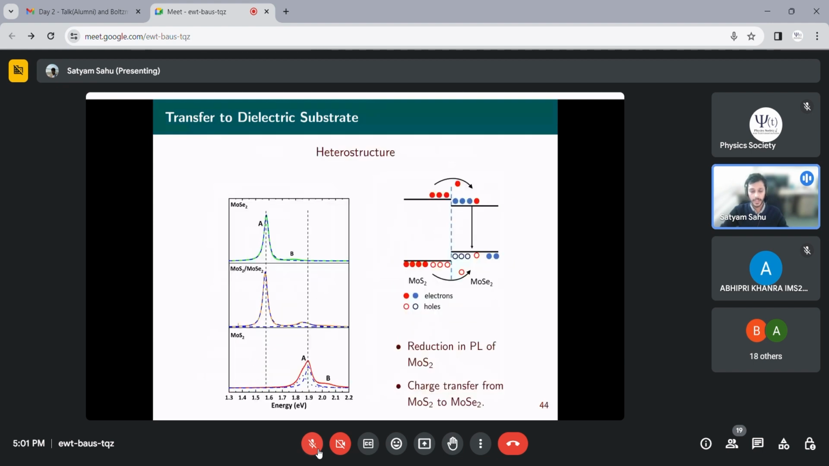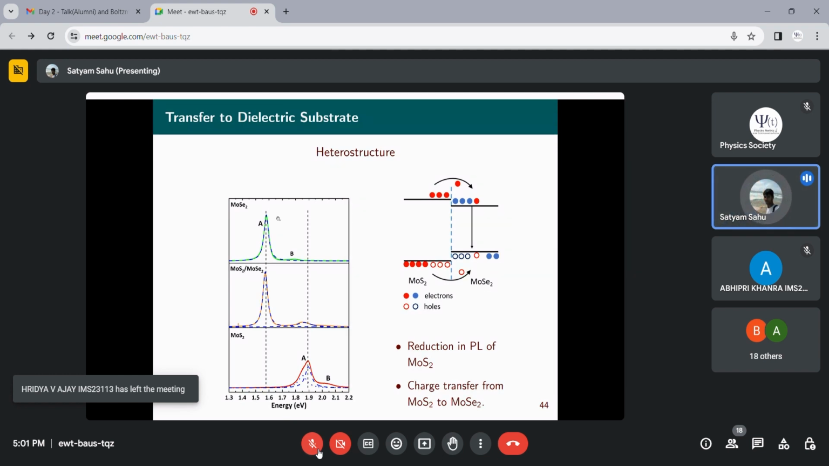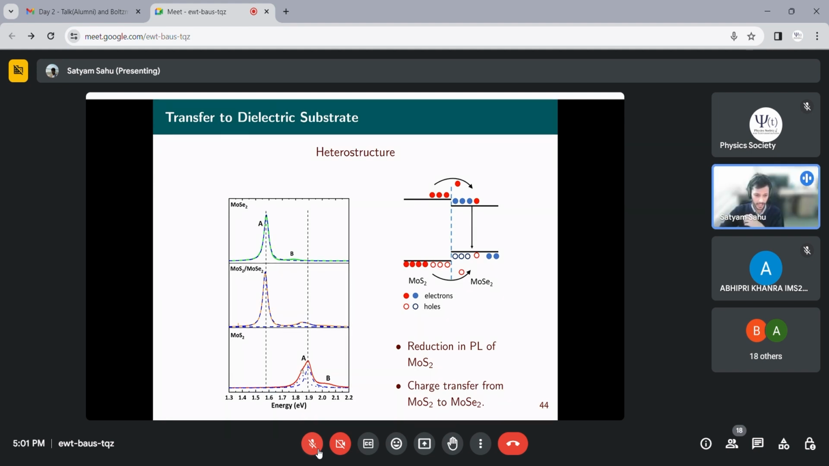Then again we did the photoluminescence spectroscopy of these samples. So here we have the PL for MoSe2, and then for the MoS2, and then for the heterostructure. The important thing to note here is, if you see the PL of MoSe2 here and for MoS2 here, and then you compare it with the heterostructure, you clearly see that here you have the high PL in the MoS2, or high emission from MoS2, but here it has reduced. Whereas for MoSe2, it was slightly lower, and then it increased.